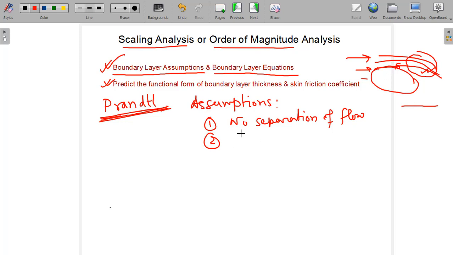Now the second assumption is delta by L, that means the thickness of the boundary layer compared with the actual length of the system, is much less than 1. This is the boundary layer assumption. Okay, so under these two assumptions we can derive the boundary layer equations. So first let us see what our continuity equation was.